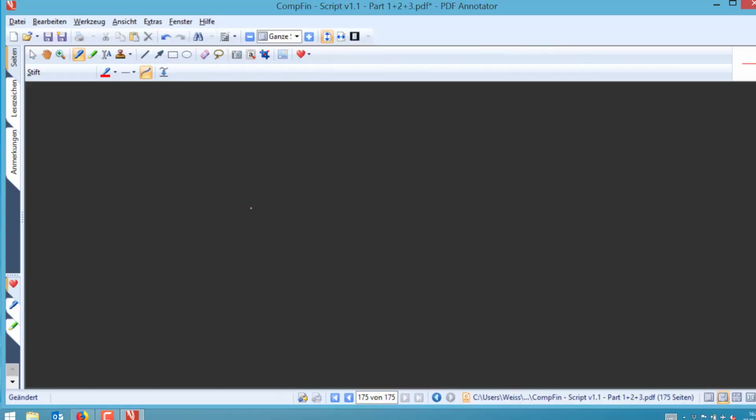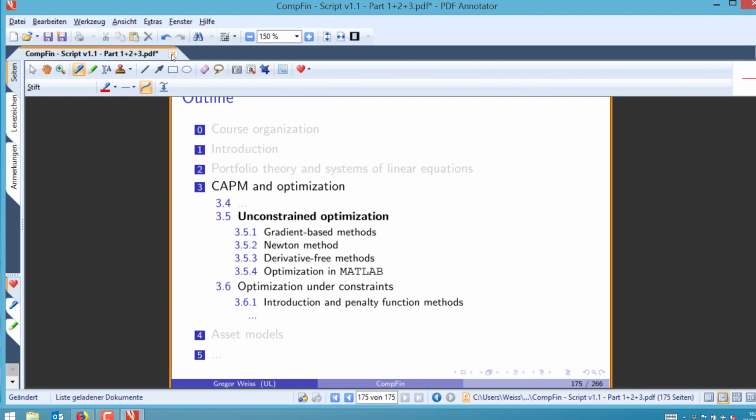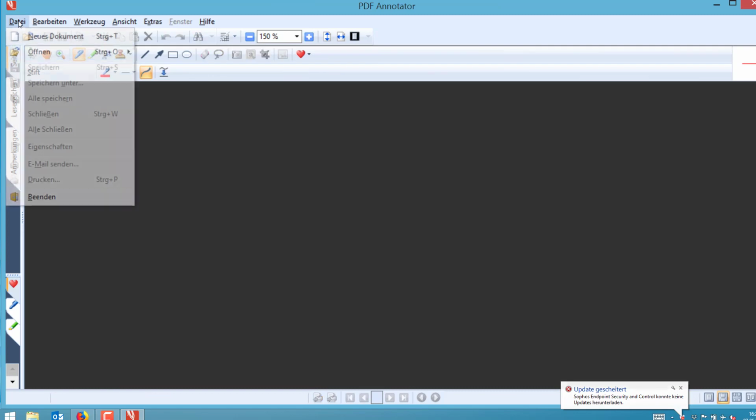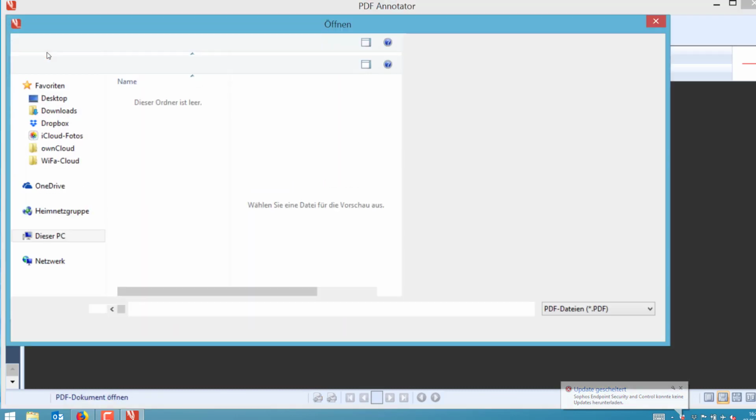We'll now turn to unconstrained optimization, and I'll have to switch the set of slides now. Wie viel Zeit habe ich denn noch? 25 Minuten, dann machen wir auf jeden Fall noch was. Just open the next set.